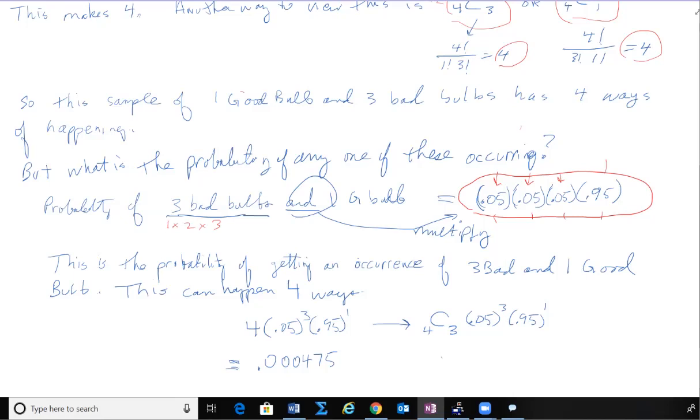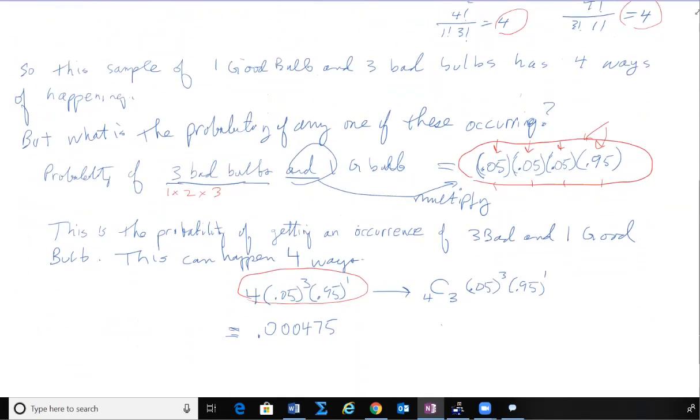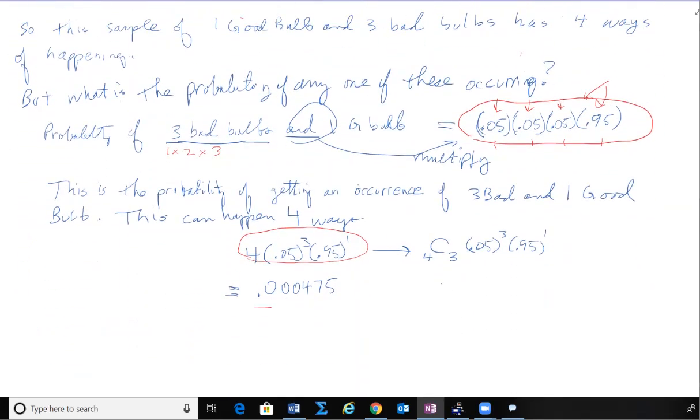And that probability is 0.95. So this gives us the probability, on any single draw, of 3 bad bulbs and 1 good bulb. And then we're going to multiply that by the 4, because we know that that could happen 4 different ways. In other words, the same number would occur if I had any of the 4 samples drawn out in this fashion, each one of these 4. So put these together and this is the number I get.